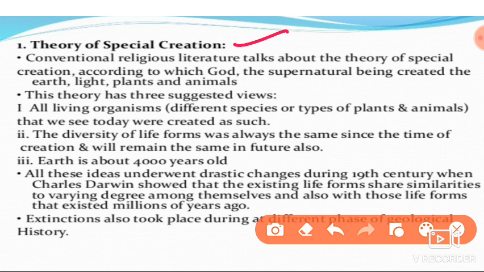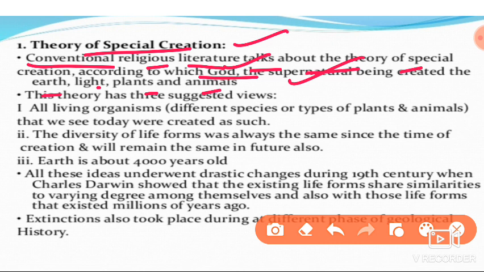As the name itself indicates, it is a special creation, created by God. Here it is religious. The religious literature talks about the theory of special creation, according to which God or a supernatural being created earth, light, plants and animals. Everything is created by God only. Okay, this is the theory of special creation.